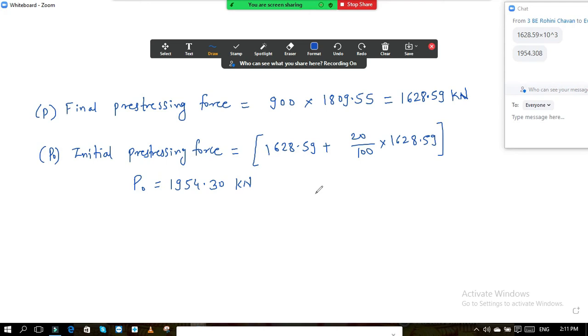So now, how do we calculate that? So we know the area. We have already calculated the area.